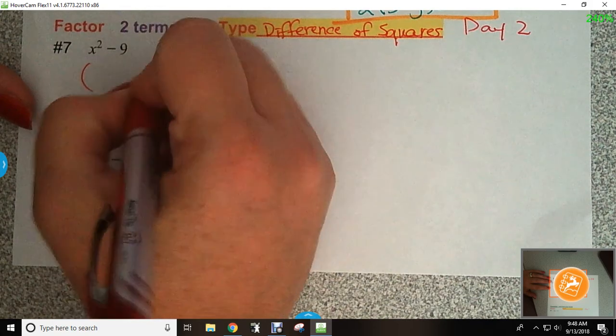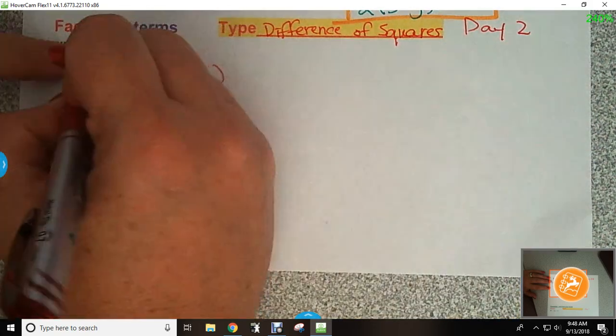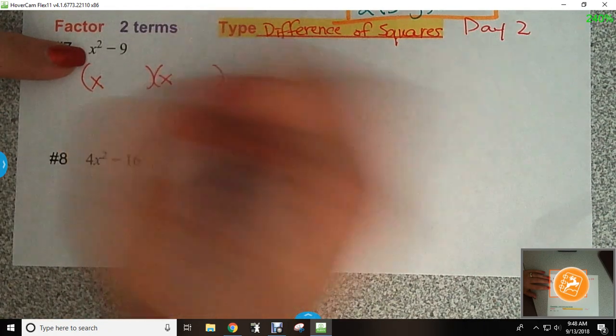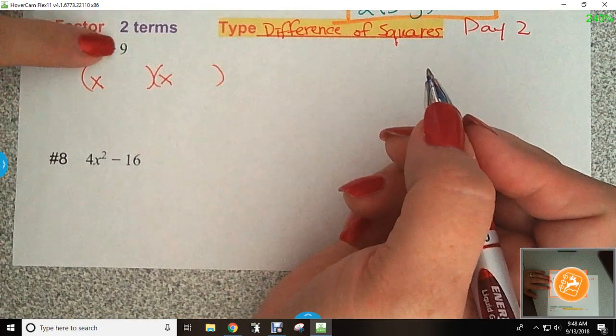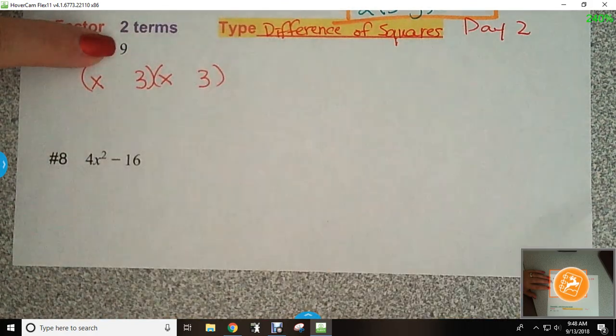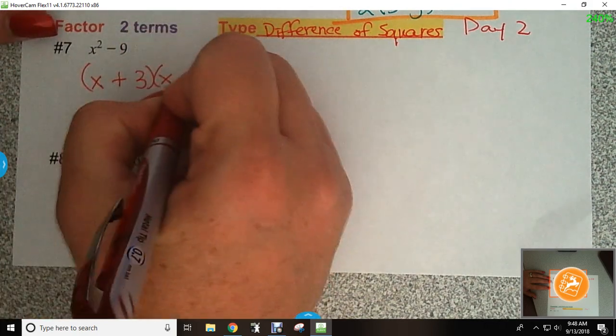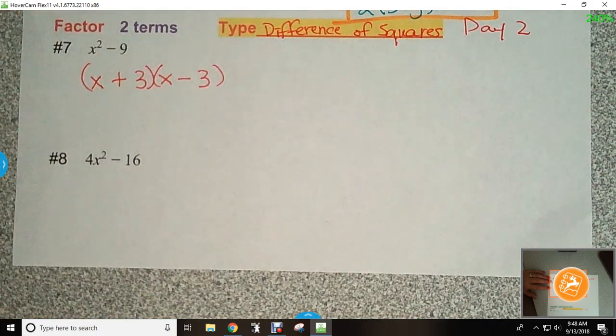Go ahead and set up two sets of parentheses. The square root of x squared is x. Put that in both parentheses at the beginning. The square root of 9 is 3. Put that in both sets of parentheses at the end. Then one of these parentheses will be positive, the other will be negative, and you are done. That's all you have to do to factor these. See, like I said, easiest factoring ever.